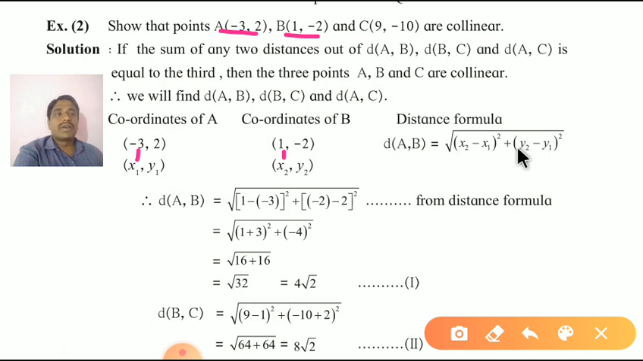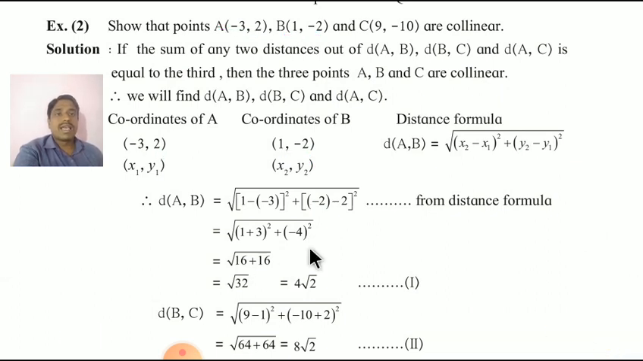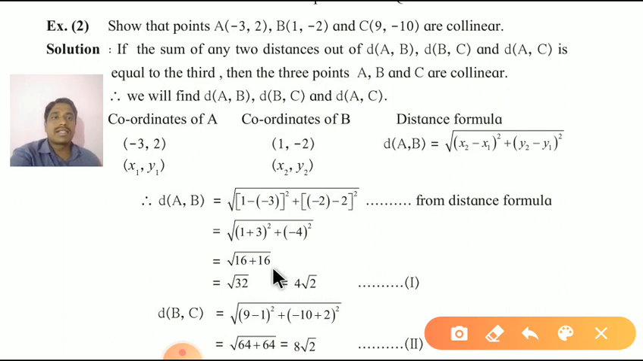In this way we put the values of y2 minus y1. y2 is -2 and y1 is +2, so again we write -2 minus 2, in brackets, squared. 1 minus minus gets plus, so 1 plus 3, bracket squared, plus -2 minus 2, which is -4, bracket squared. 1 plus 3 is 4 and 4 squared is 16. Similarly, -4 squared is 16. Adding the two numbers we get 32, but we can't find the root of 32 directly.